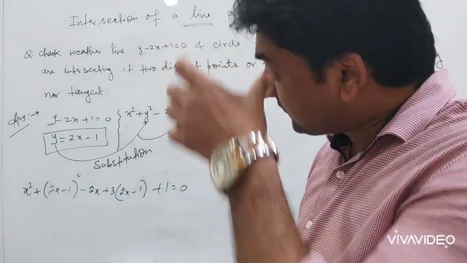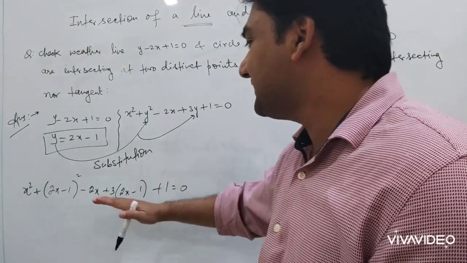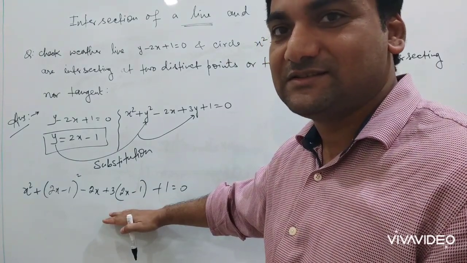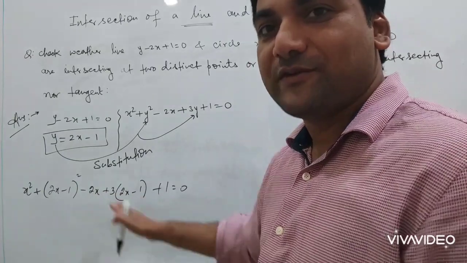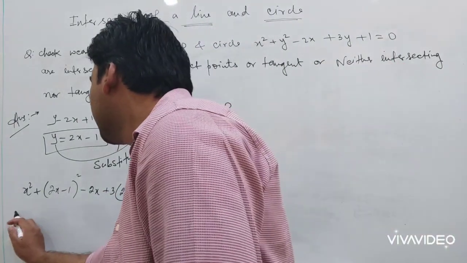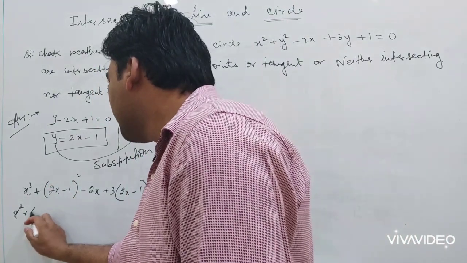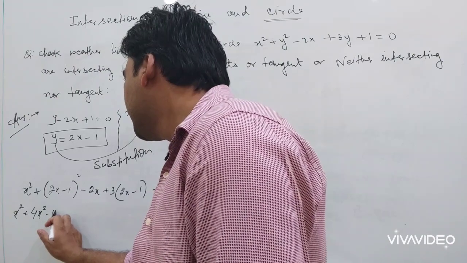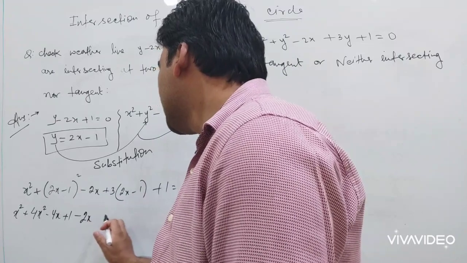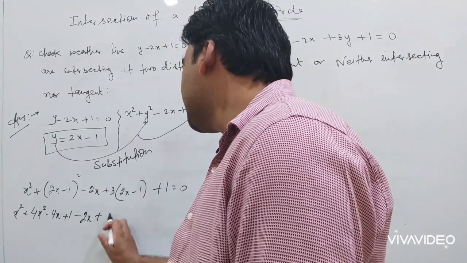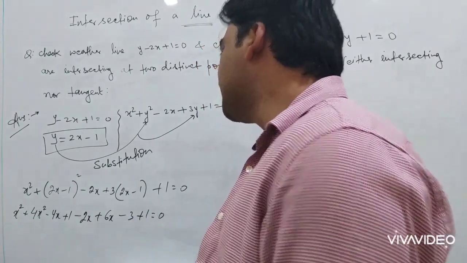Okay? So we got quadratic equation here, but in the previous concept, I just left my equation till this step and then I explained. But here we can't. We have to solve further. So let's solve it. So this is x square plus 2x minus 1 whole square. That would be 4x square minus 4x plus 1. This is minus 2x. And 3 times 2, that is 6x. 3 times minus 1, which is minus 3, and then plus 1 equal to 0.